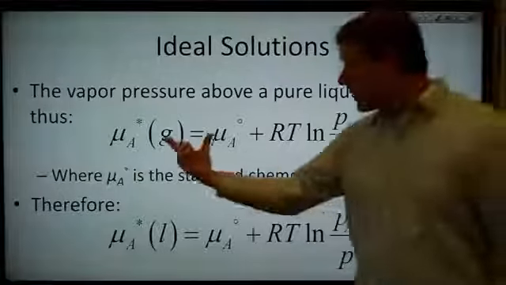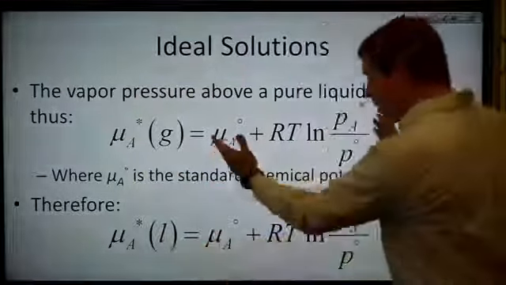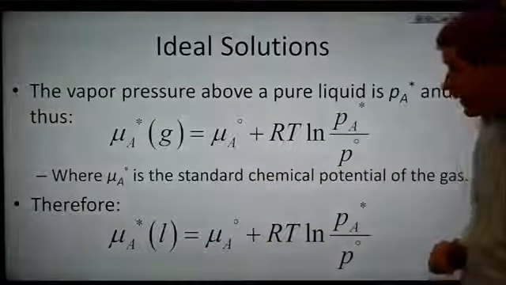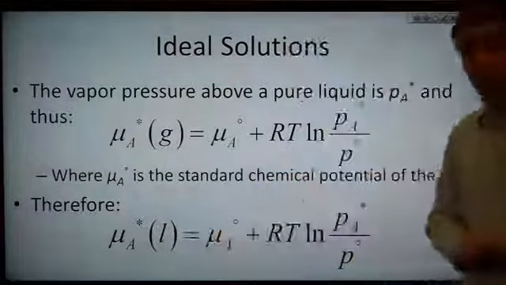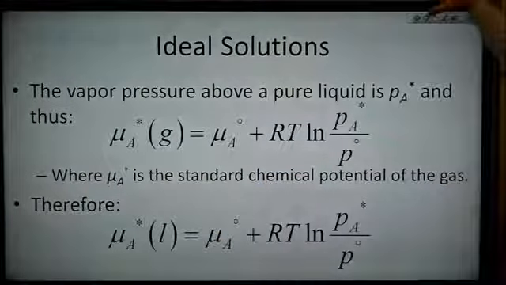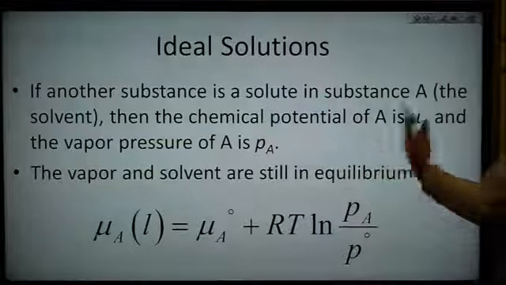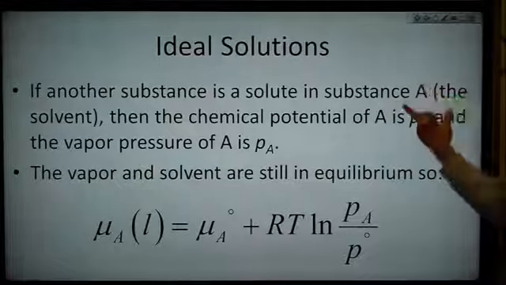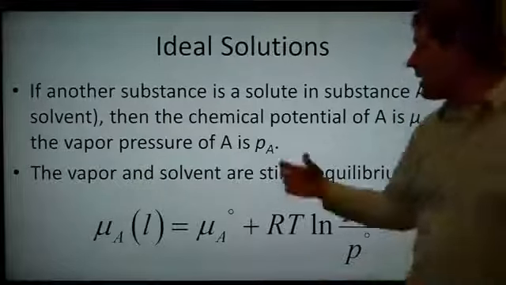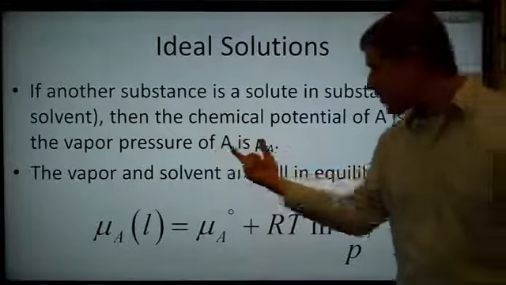So we know that the chemical potential of the gas is equal to the chemical potential of the liquid. So now we just don't change the right side, but leave that exactly the same. And now we can change chemical potential of our gas to chemical potential of our liquid. So if we have another substance that's a solute in our substance A, so if A is the solvent and B is our solute, then we can say that the chemical potential of A is mu A, and the vapor pressure of A is PA.